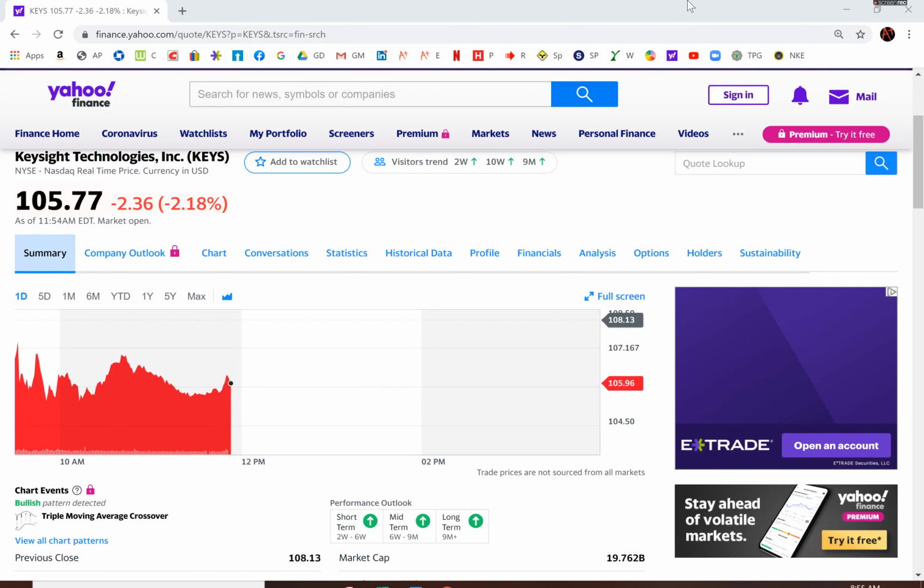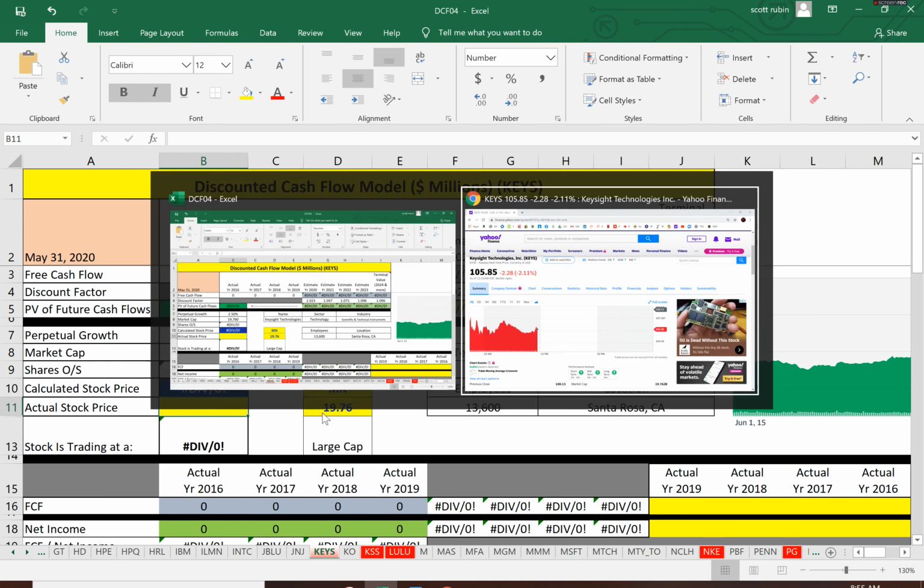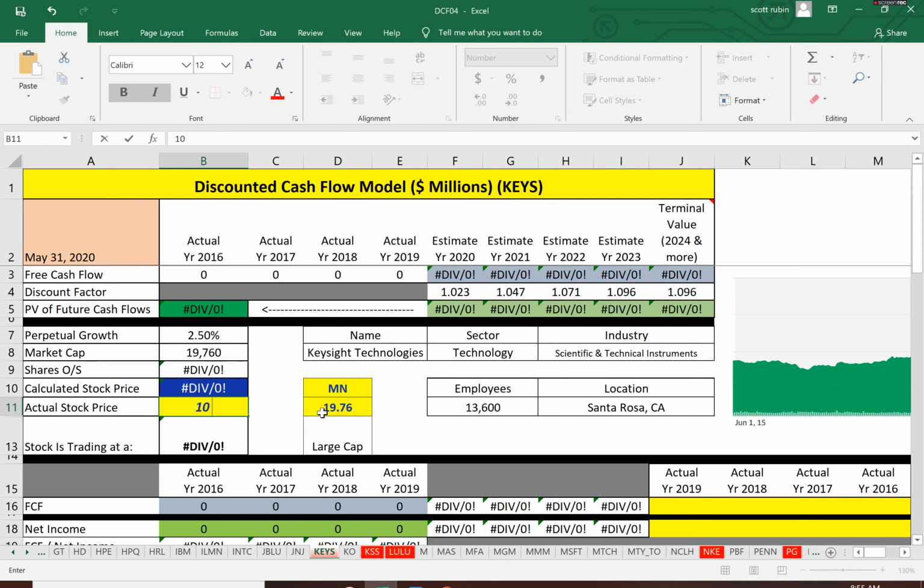We're going to calculate the stock price for Keysight Technologies. First we need the market cap, which is 19.76 billion. And then the stock price of 105.85. And now we know the shares outstanding because it's the market cap divided by the stock price.